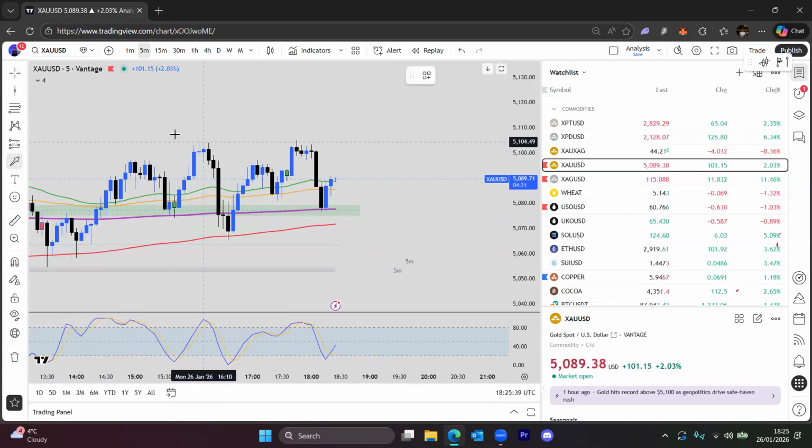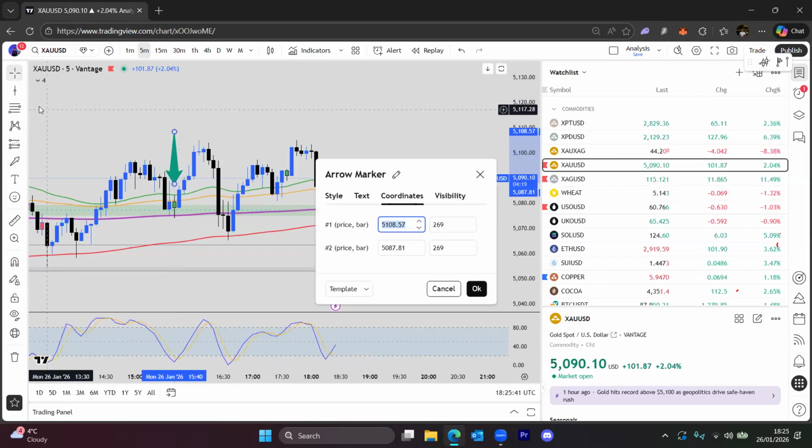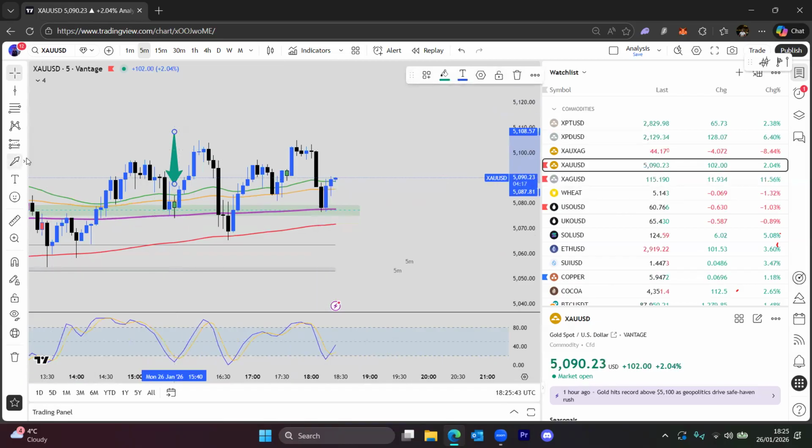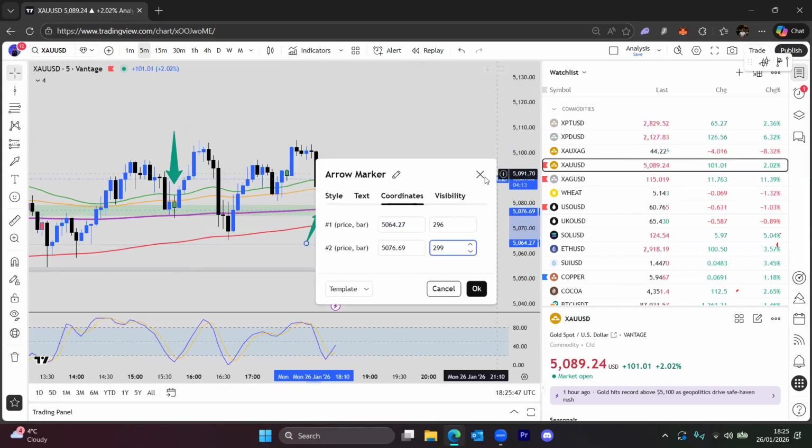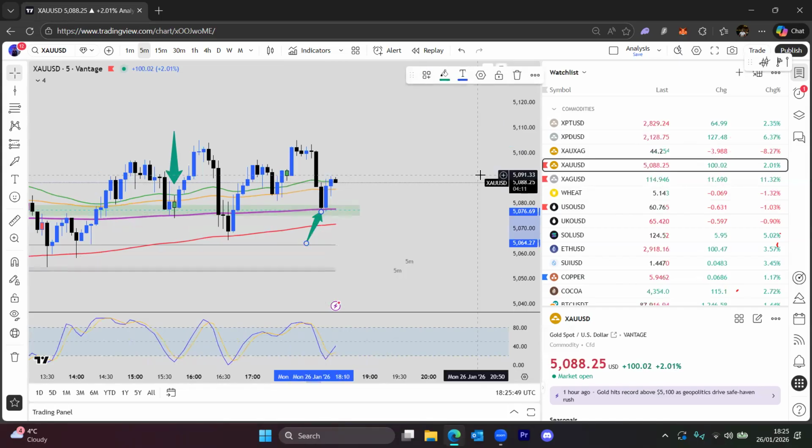What is the difference between, let's arrow marker here, this, and this? What is the difference? Does anyone know? If not, I'll crack on.